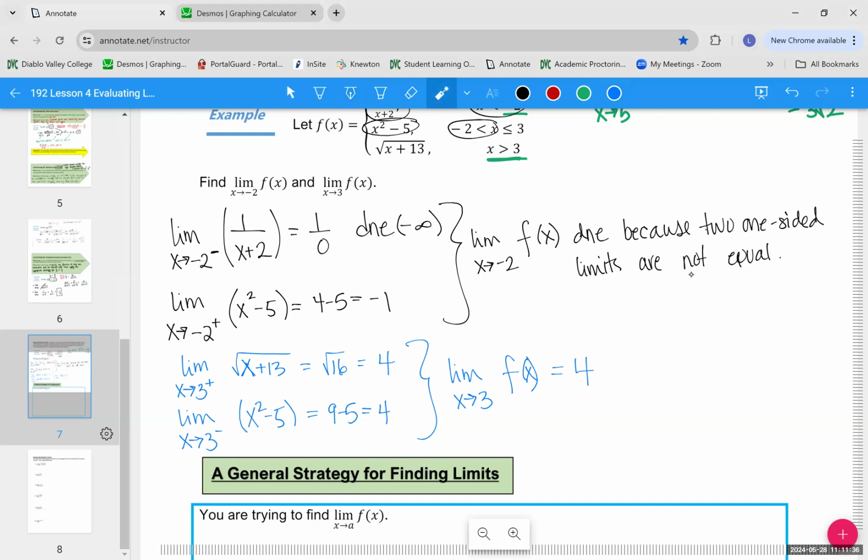Check your notation. When we approach 3 from the right, that would correspond to the radical equation, because that's when x is bigger than 3. When we're approaching 3 from the left, that would be when x is less than 3, so that would correspond to the polynomial. In both cases, direct substitution gives me the same number, so I can conclude that the two-sided limit is equal to 4, because I can clearly see that both of the one-sided limits are 4.